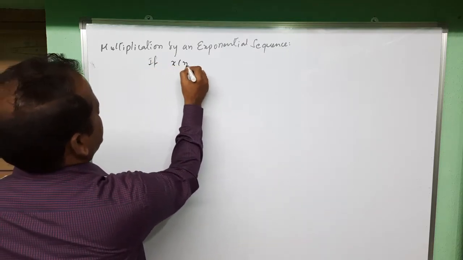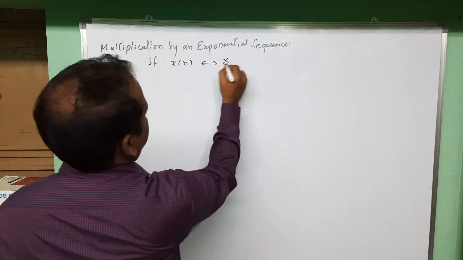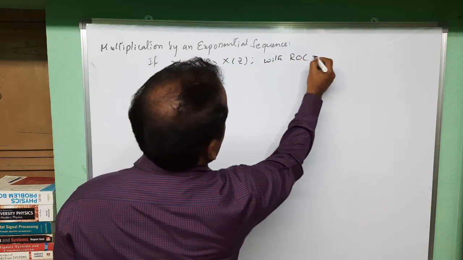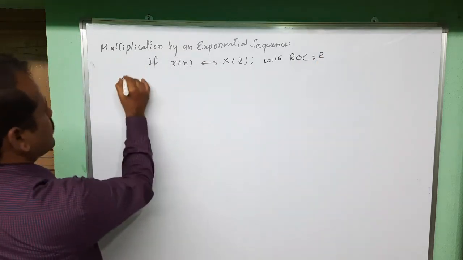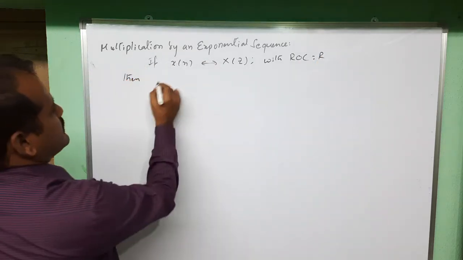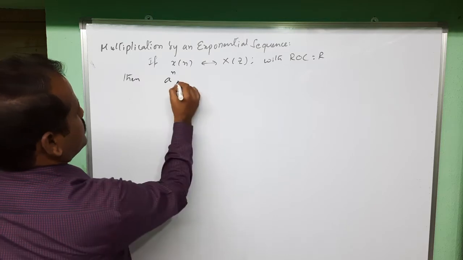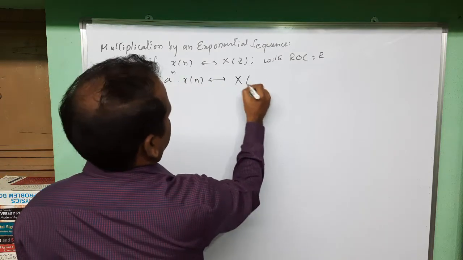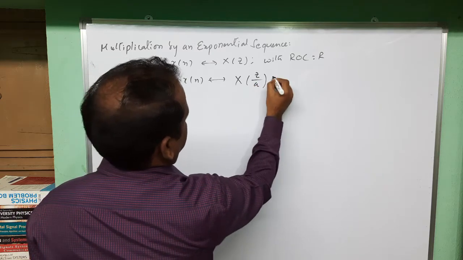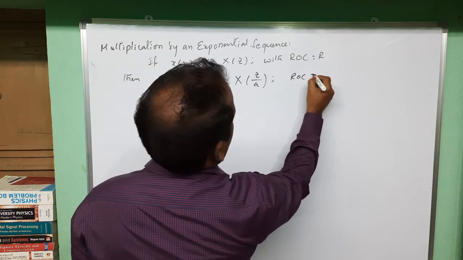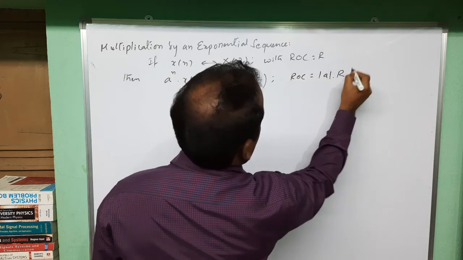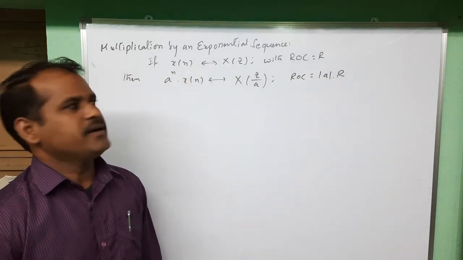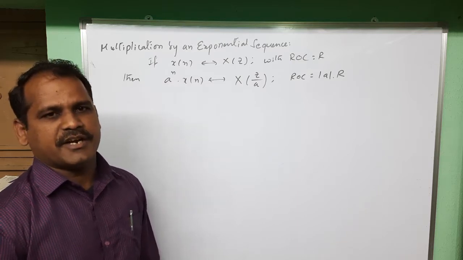If x of n has Z transform x of z with ROC R, then the Z transform of a to the power of n times x of n is x of z by a, with ROC mod a R. This is the statement of the multiplication by an exponential sequence property of Z transform.